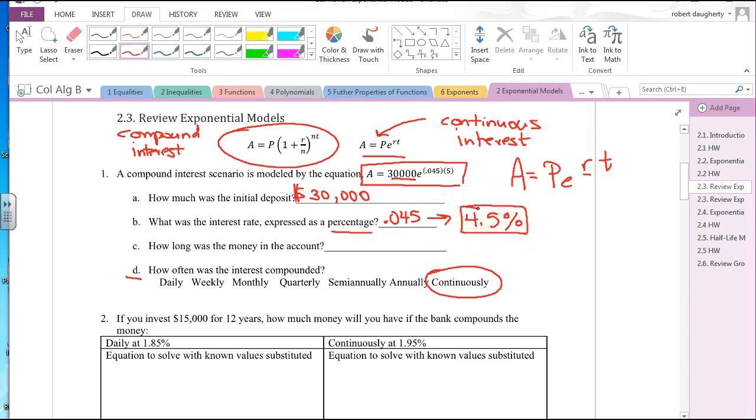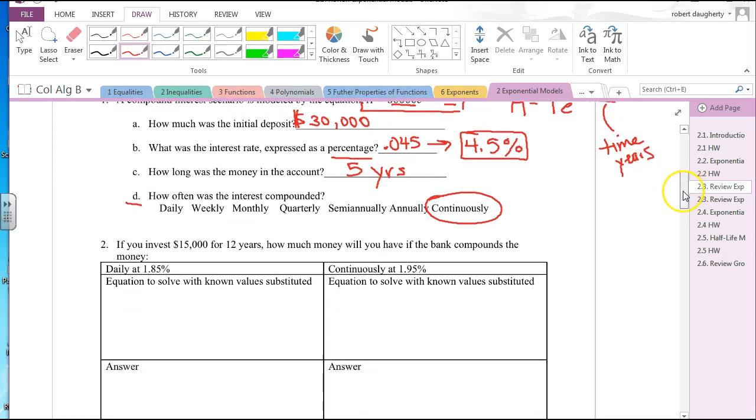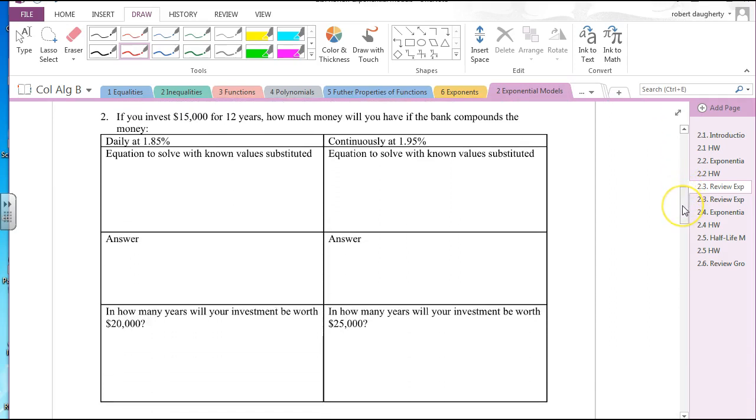This is compounded at 4.5%. T is the variable time. So remember, this is time in years. So if I look at this equation, I see that 5 right there. That tells me the money was in the account for 5 years. Okay, pretty straightforward. Now below, I'm asking you to calculate interest based on 2 scenarios.